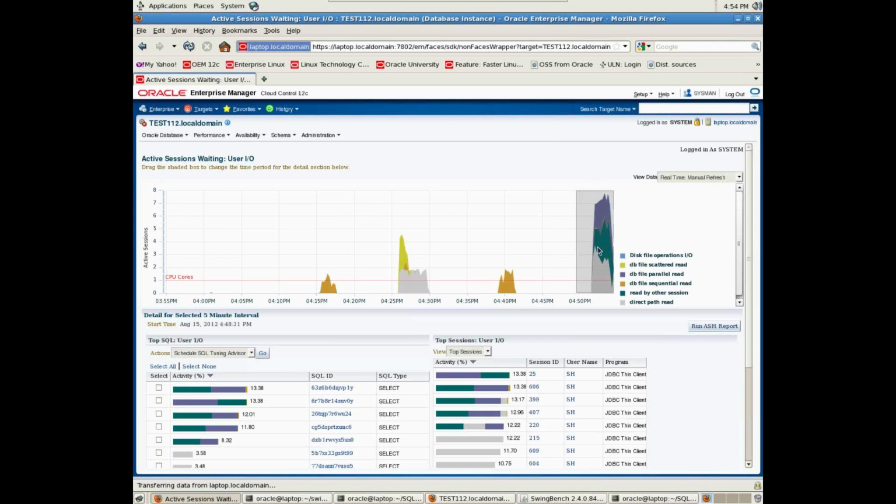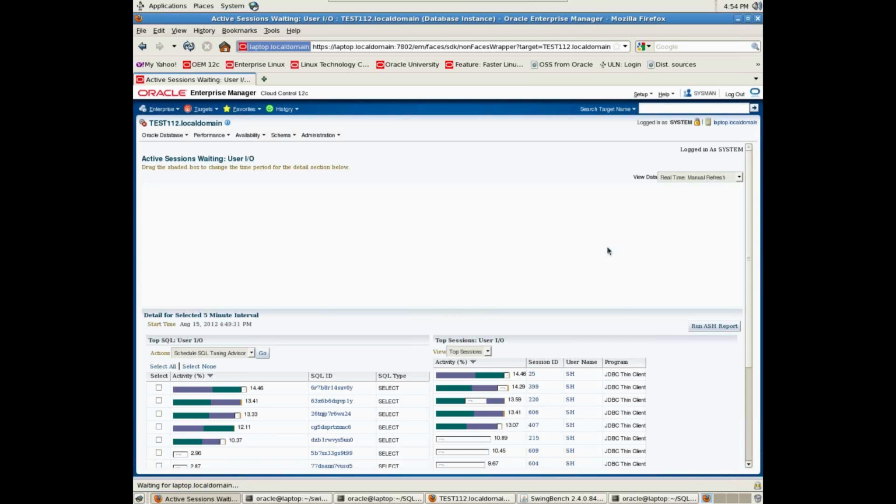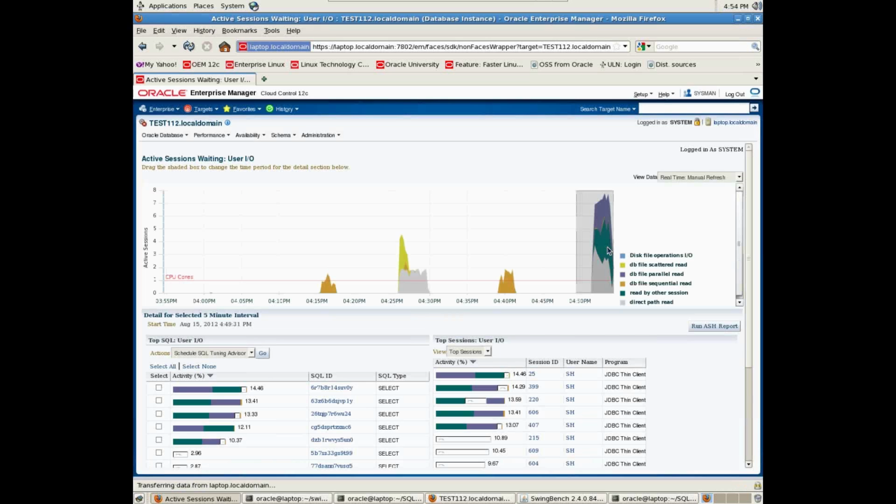However, in 11G, you have serial direct path reads, and Oracle decides whether it's more efficient for a serial process to do a direct path read and read it into its own PGA than it is to be doing buffer cache reads. And so that's what happened. Essentially, it's doing direct path reads now.